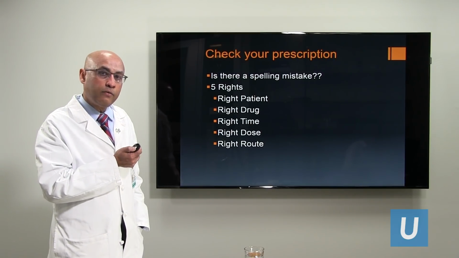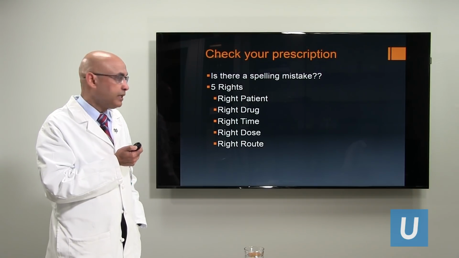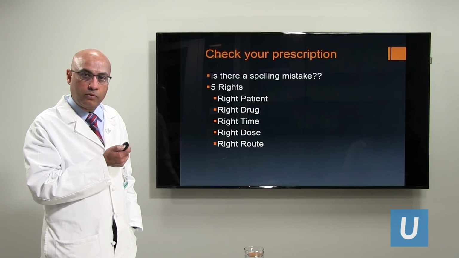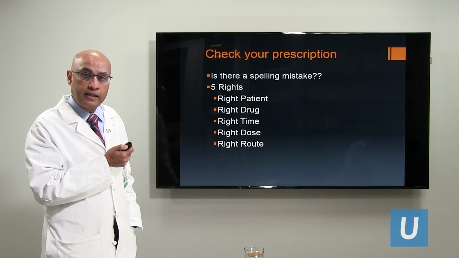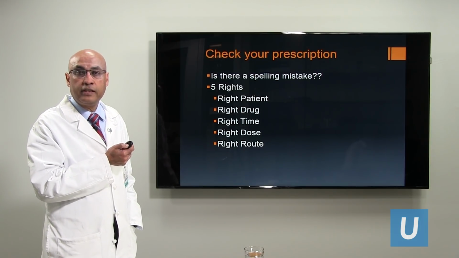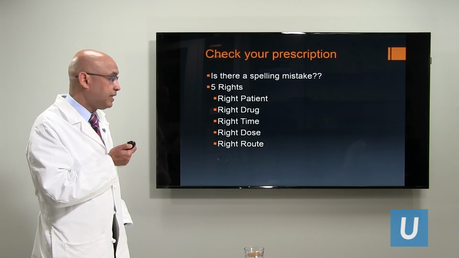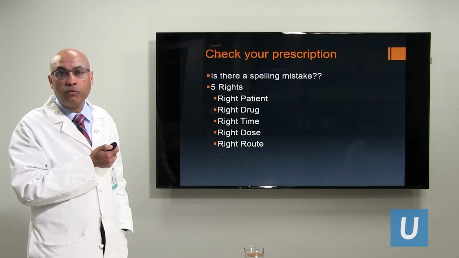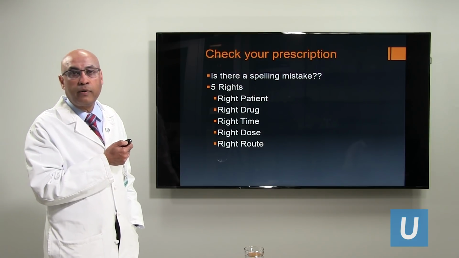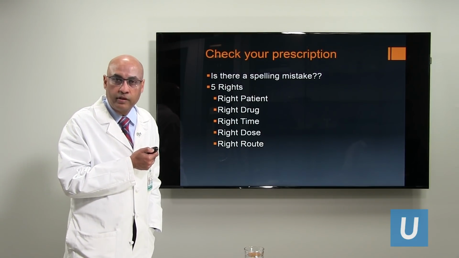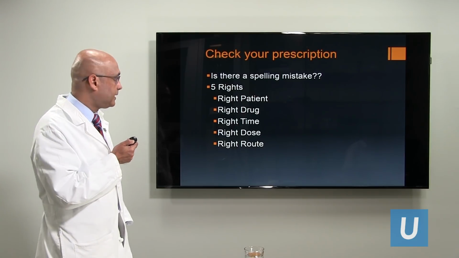And these are the 5 rights that we speak about. First one, the right patient. So the name has to be right. The right drug, that sometimes small changes in names can come up with a very different drug. Right time, the right dose, and the right route. And the other one that I will add over here is the right duration. That is also very important, that how long the drug should be taken.